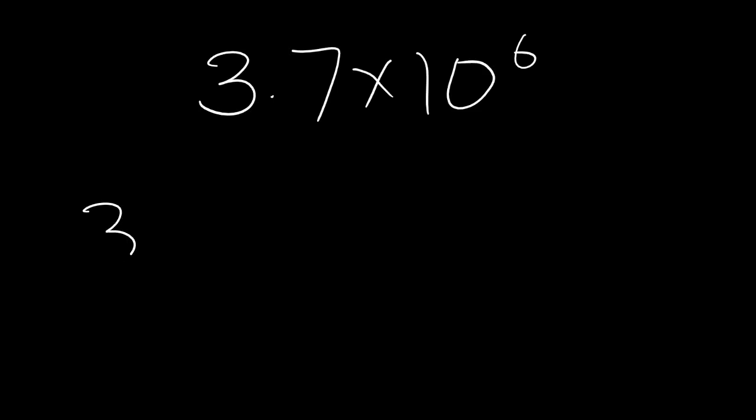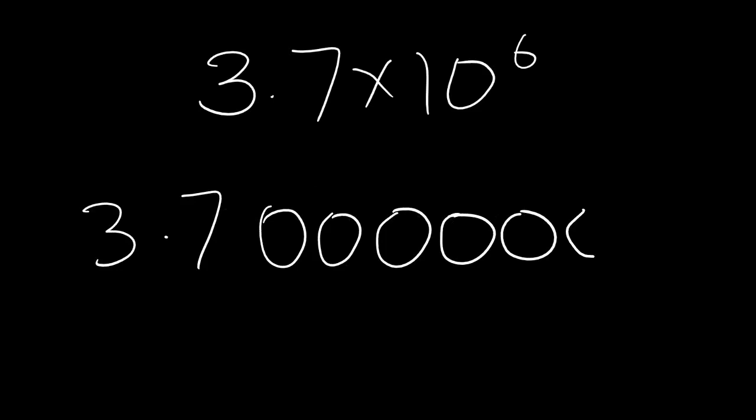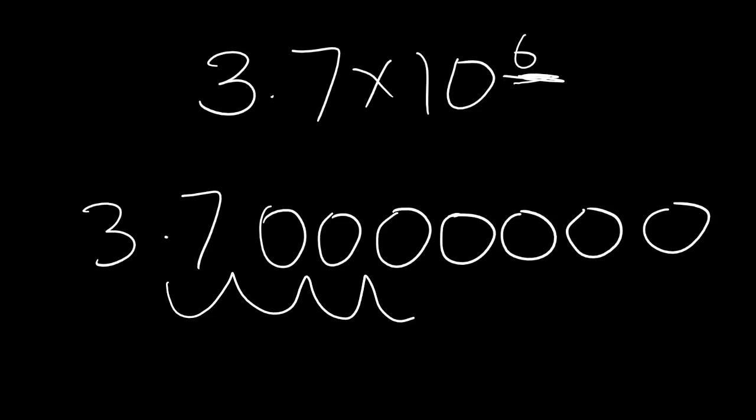So, for example, 3.7 times 10 to the 6. See if you can write that down as a number. Let's do this question together. So first of all, 3.7, then add a bunch of zeros at the end because we know the number is going to be bigger than 3.7 because we have a positive exponent, right? So let's move the decimal point accordingly. 1, 2, 3, 4, 5, 6. It's going to be right here.